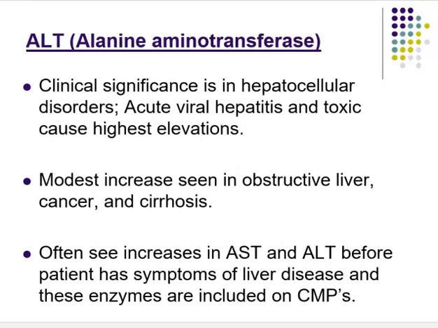Now let's focus on ALT. Again, it's clinically significant. You'll see highest elevations in acute viral hepatitis and toxic hepatitis. You'll see modest increases in ALT in obstructive liver disease, cancer, and cirrhosis. Often you will see increases in AST and ALT before a patient has any symptoms of liver disease, and these enzymes are included in your CMP, or comprehensive metabolic panel.